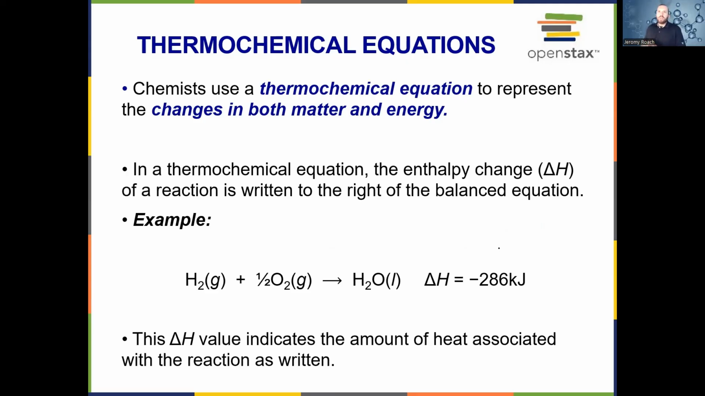There are also important conventions of thermochemical equations, but we're going to talk about thermochemical equations first with an example. Chemists use a thermochemical equation to represent changes in matter and energy. The enthalpy change is written to the right of the balanced equation. So it's just going to tell us what that value is here. Delta H indicates the amount of heat that's associated with the reaction when it's written like that.